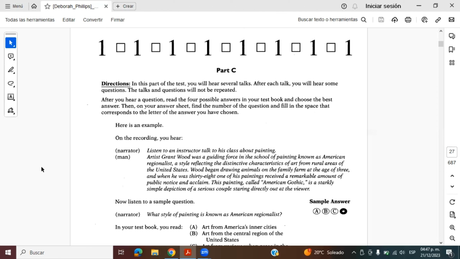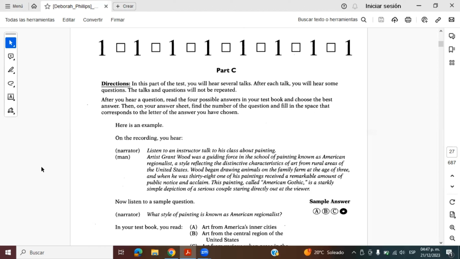After you hear a question, read the 4 possible answers in your test book and choose the best answer. Then, on your answer sheet, find the number of the question and fill in the space that corresponds to the letter of the answer you have chosen.